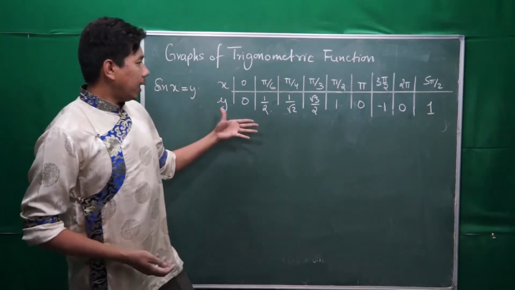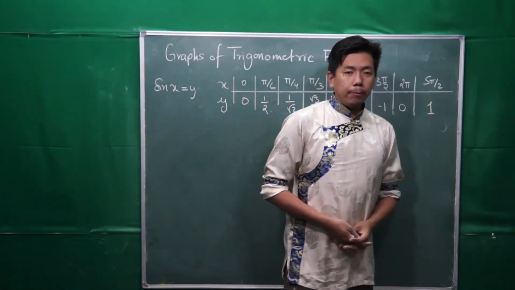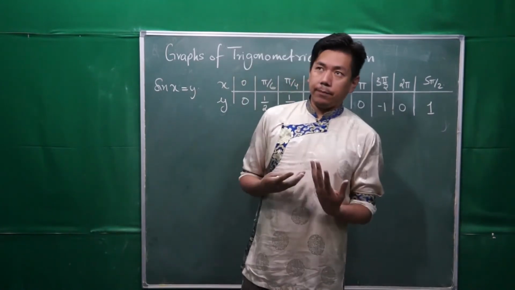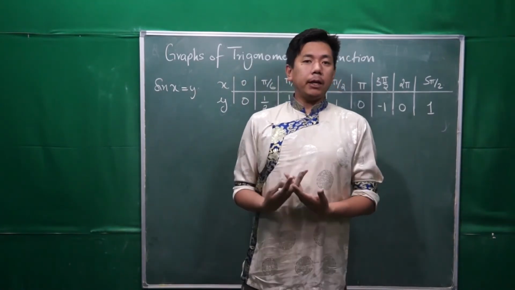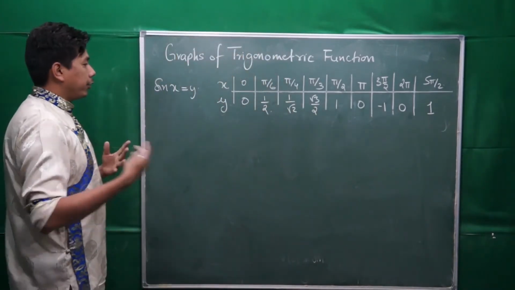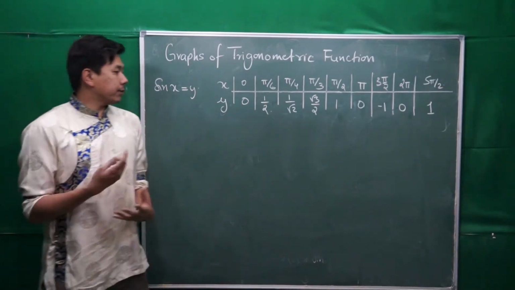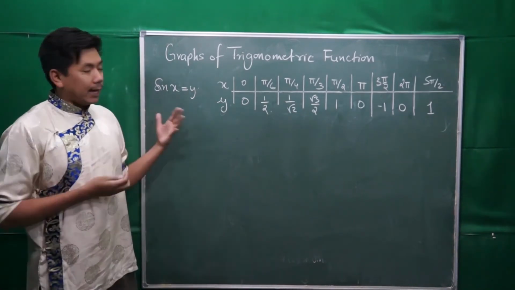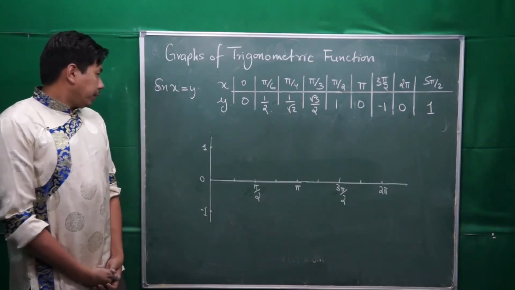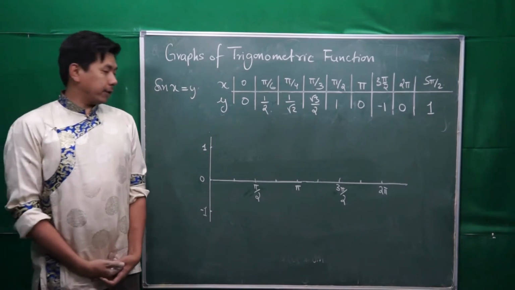Now, over here, I have written for a certain domain till 5 pi by 2, and beyond that, it still goes on without terminating. It keeps on repeating itself periodically. So how do we construct the graph of sin x? That we will see. So moving further, we are going to construct the graph of the sin x trigonometric function.